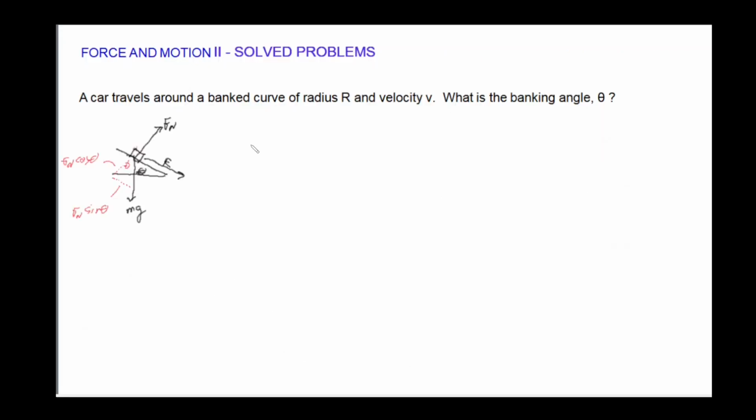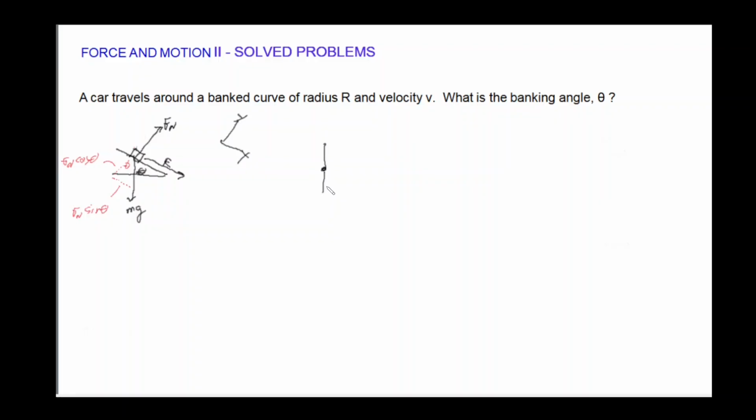Let's look at our next problem. A car travels around a banked curve at a radius r and at a velocity v. What is the banking angle theta? Well, you can see in the diagram the car on a bank, and let's draw the free body diagrams for the car. And again, this is the y and x axes.